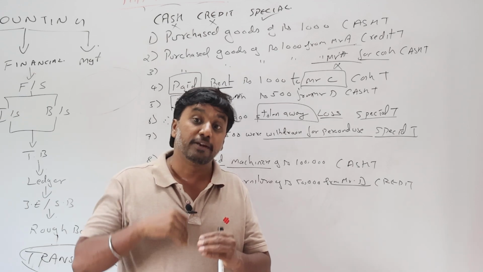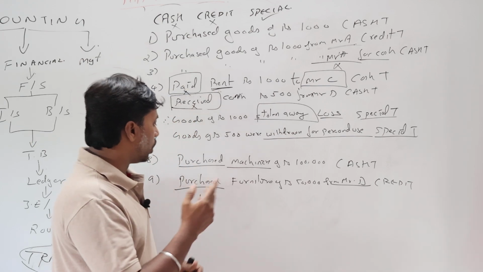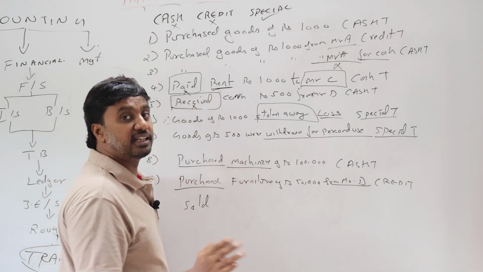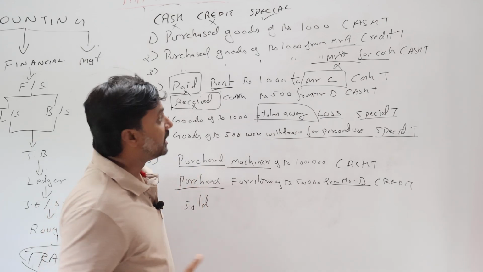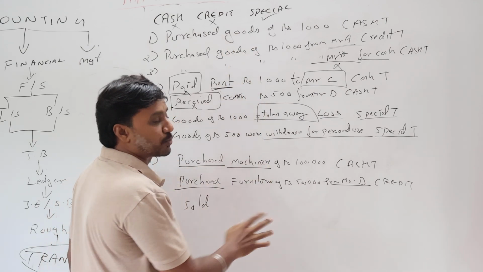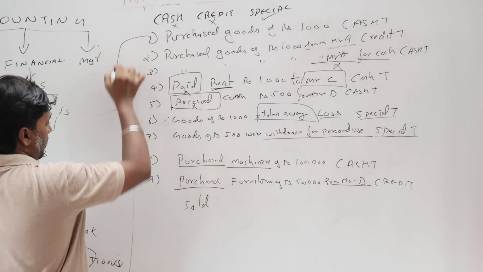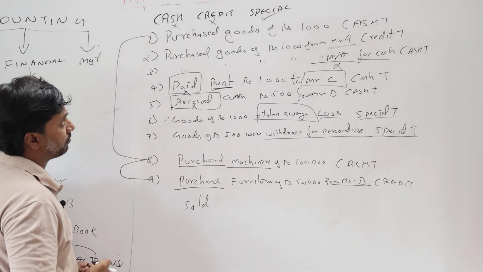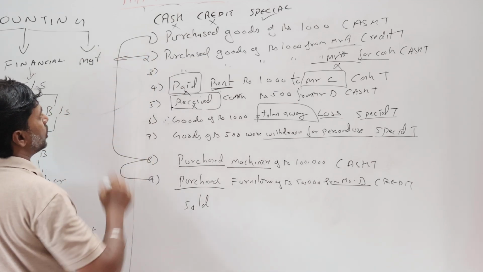You don't record before it happens, you record after the event has taken place. After the owner goes and purchases machinery, he gives you the bill, and you record it in the books of accounts. Clear? Everybody understood this? Cash, credit and special? Right. Now, look at transaction numbers 1, 8 and 9. Even if you can add entry number 2.